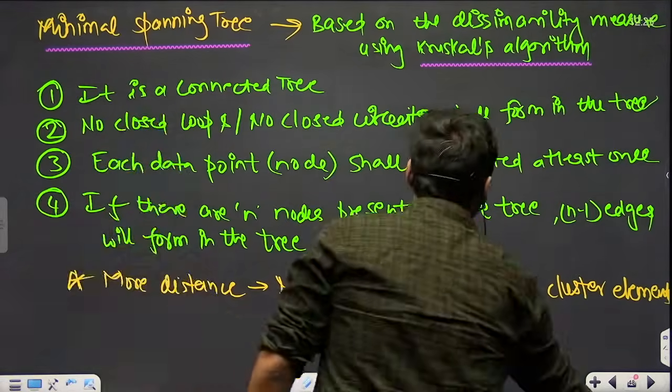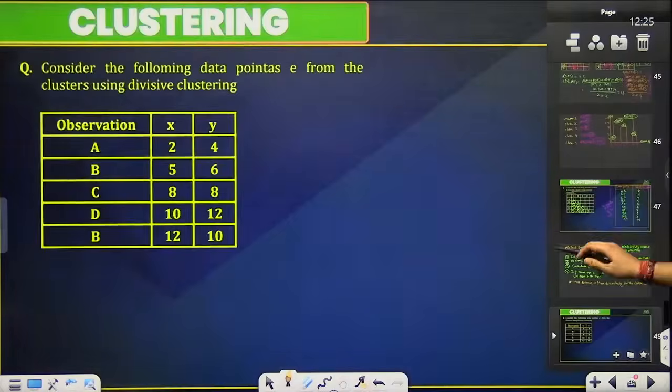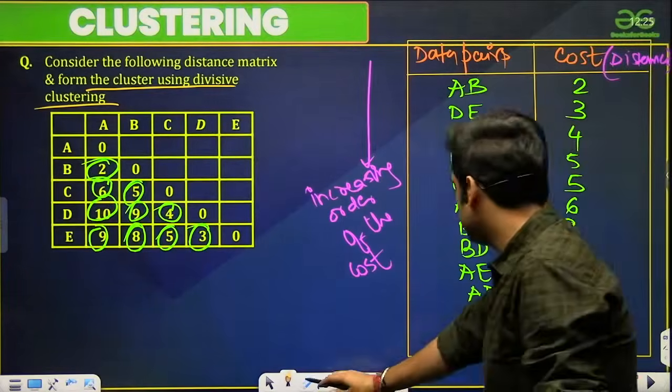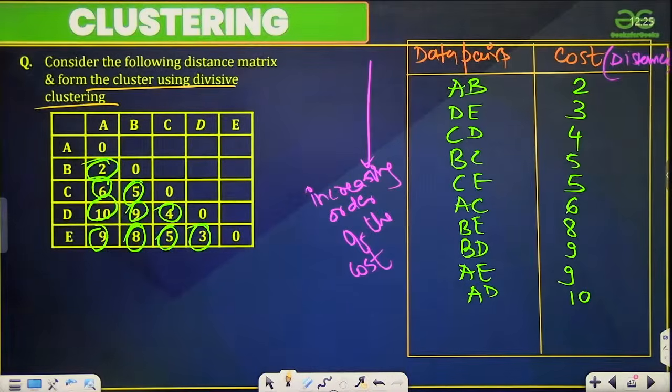Now I have written all the data points in ascending order. What I did is I made pairs of all the data points and wrote them in ascending order of the cost. I'll tell you what a circuit is, what loops are, everything.